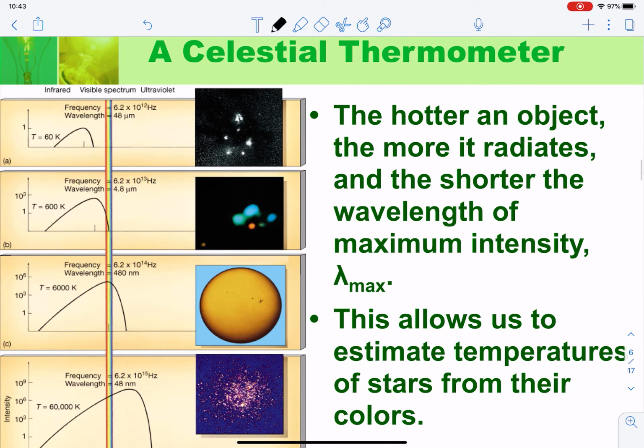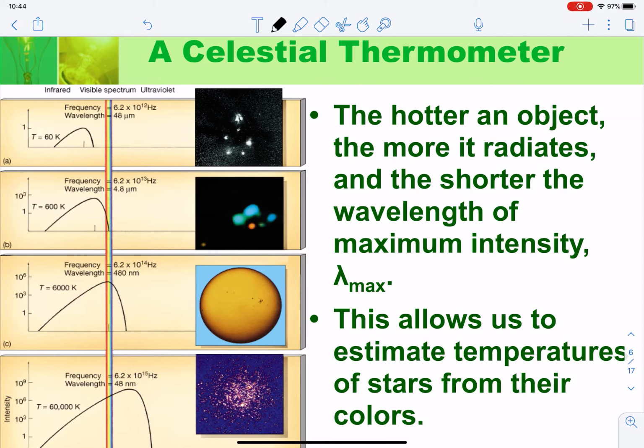So we are actually able to use this instrument as a celestial thermometer, where we can tell the relative temperatures of celestial objects, like stars. The hotter an object, the more it radiates, okay? So an extremely hot sun is going to radiate more, right? That should be intuitive, right? And the shorter the wavelength of maximum intensity.